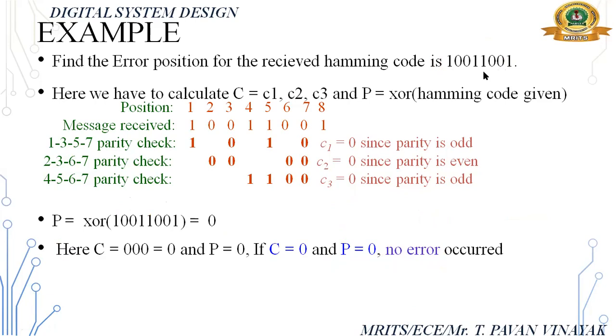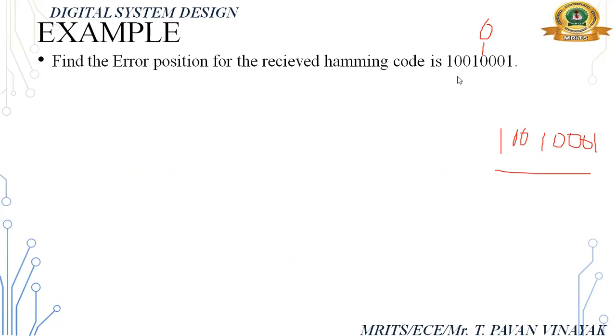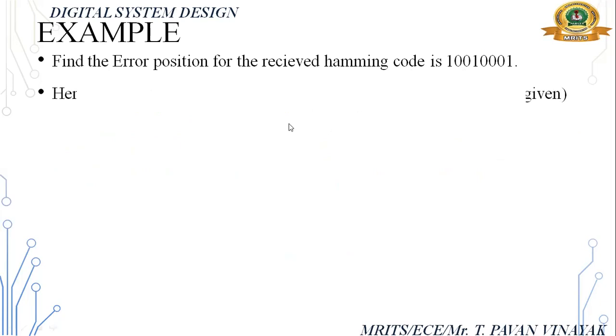Already you know for 4 this is the Hamming code. We already calculated it. Now I am changing one bit. I am changing this fifth position into 0. Now the received message is 100100001. For this message, calculate C and P now.